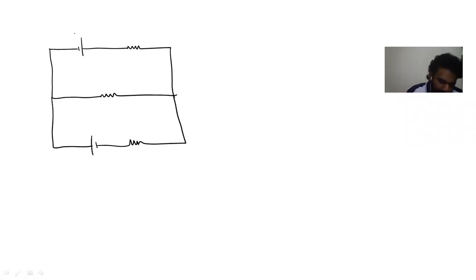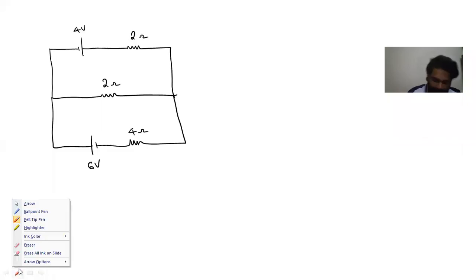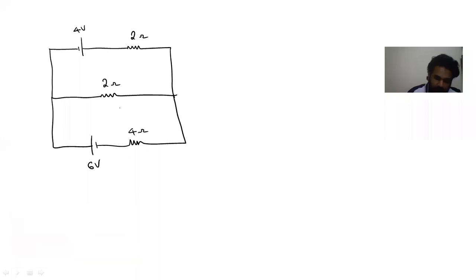Okay, so E1 is 4 volt, R1 is 2 ohm, R2 is 2 ohm, R3 is 4 ohm, and this is E2. E2 is how much? 6 volt. Okay, so this one, if we try to do using mesh analysis, we can do like this.